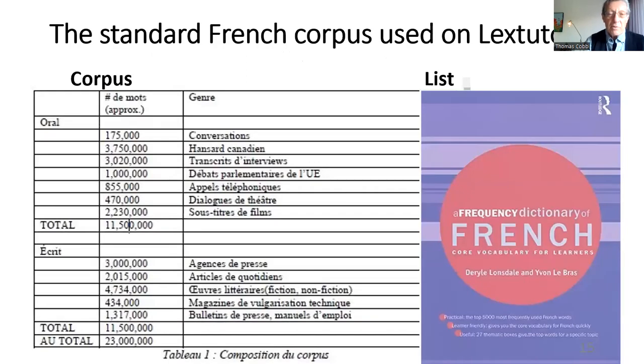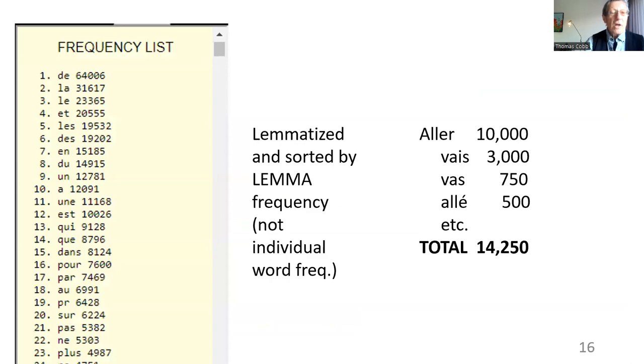Okay, so my website uses this standard French corpus. It was used in a dictionary by two linguists, Lonsdale and Le Bras. I also have lots of English corpora, in fact, way more on my website, but it's fun to do French. So once you have a frequency list, this can be lemmatized and sorted by frequency, not by individual words. So that, for example, in the lemma aller, you have je vais, tu vas, il est allé, etc. And so those get added up for the frequency. So the frequency list that we will be using is sorted by lemmas, not by individual words.